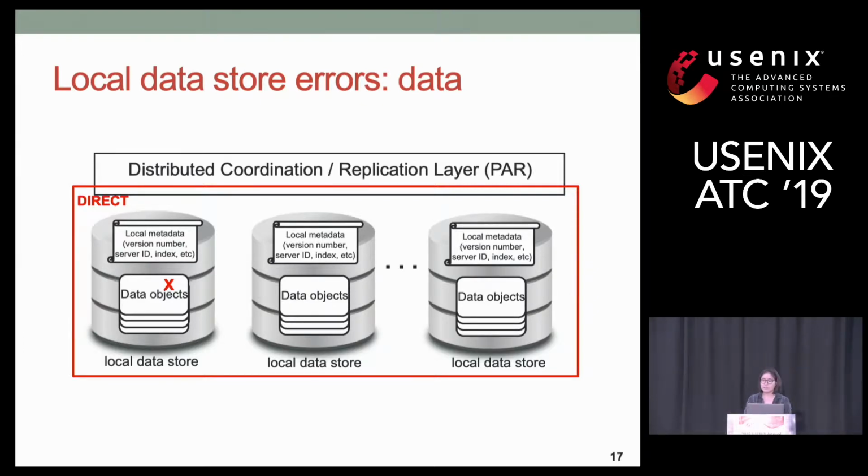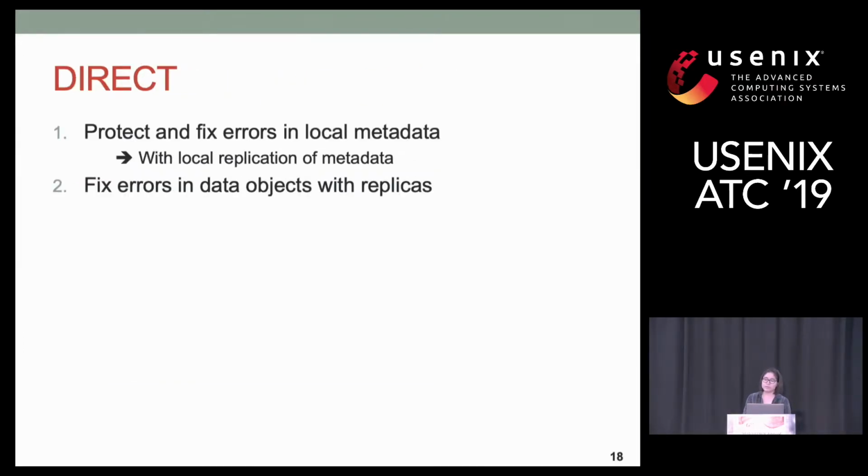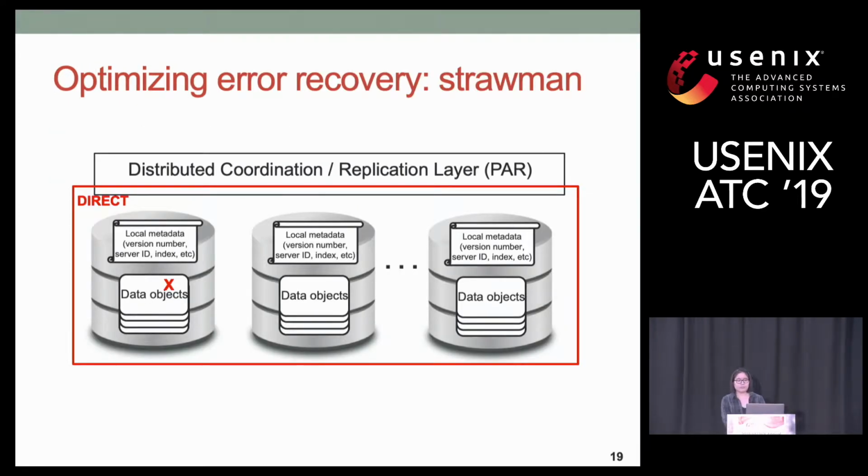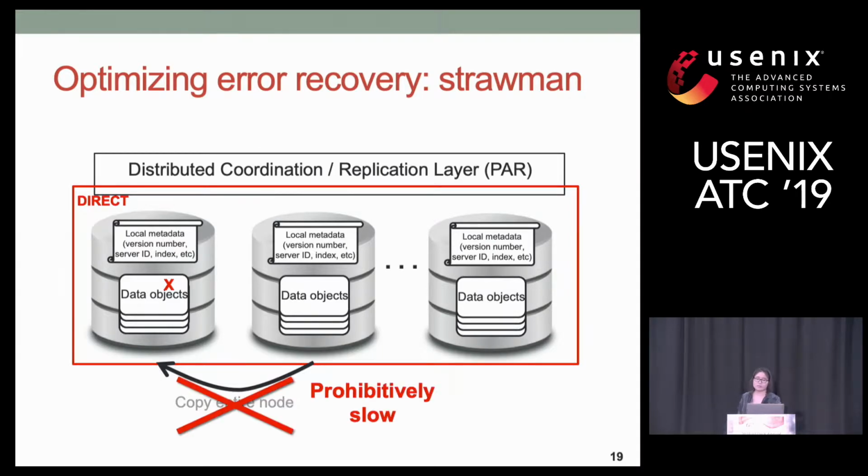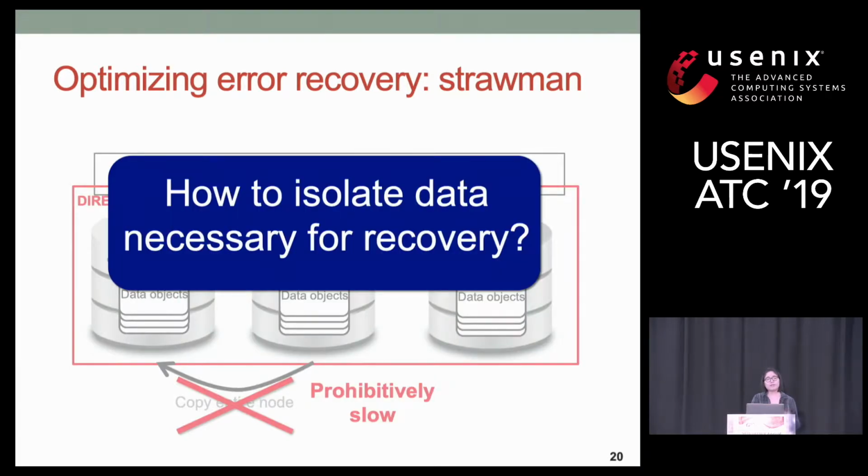So this is the meat of the direct techniques. We observe that we have to fix these errors, but here's a strawman approach of doing so. Suppose that we have a data object that's corrupted. Then the simplest observation is, well, we've replicated this entire node, so let's just copy this entire node over, similar to what you would do during a node failure. This is obviously prohibitively slow and unnecessary if you've only gotten a corruption on a single data object. So really the question here is, how can we isolate the data necessary for recovery?